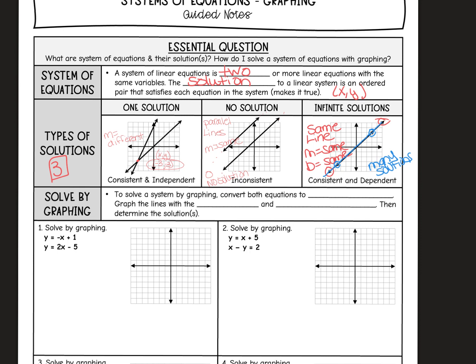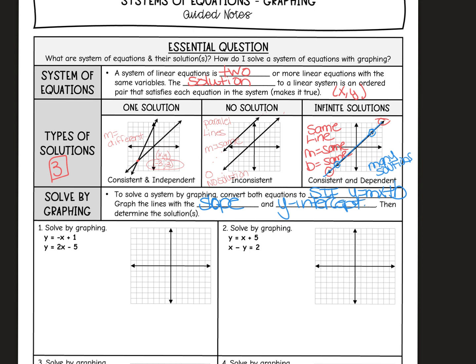So let's talk about how do we solve a system by graphing. Well, the first thing is you need to make sure that you have both equations converted to slope-intercept form. So slope-intercept form, your y equals mx plus b. And then you're just graphing both of those lines. So graph the lines with the slope and with the y-intercept, and then determine where they share the common points, the common x and y.